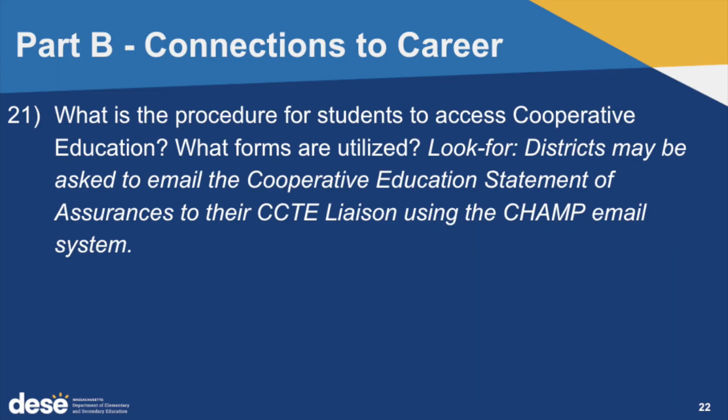For question 21, explain your procedure for students to access cooperative education and the forms that will be utilized. You may also need to submit the Cooperative Education Statement of Assurances. To do so, find the appropriate appendix in the CTE application resource. Copy and paste it into a blank document, get your superintendent's signature, and email the complete document to your CCTE liaison via the CHAMP email system.